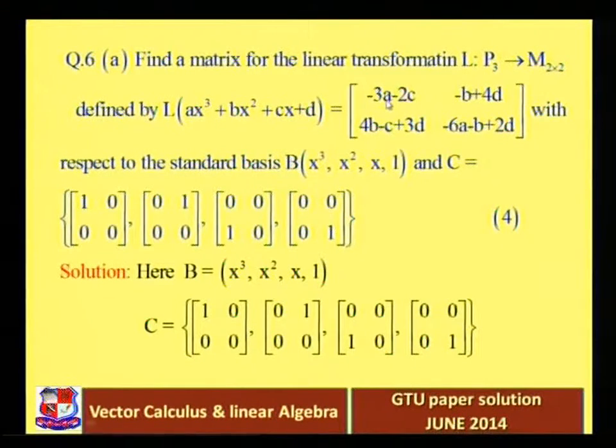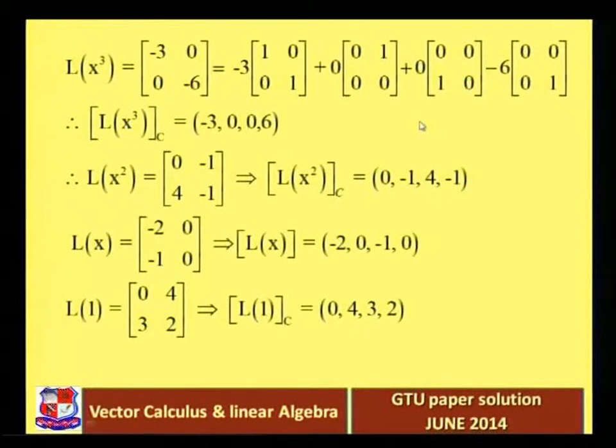So finally you will get minus 3, then minus 6. These two are 0, right? Because there is no A in these two other diagonal elements. So that's why you will get minus 3, 0, 0, 6.